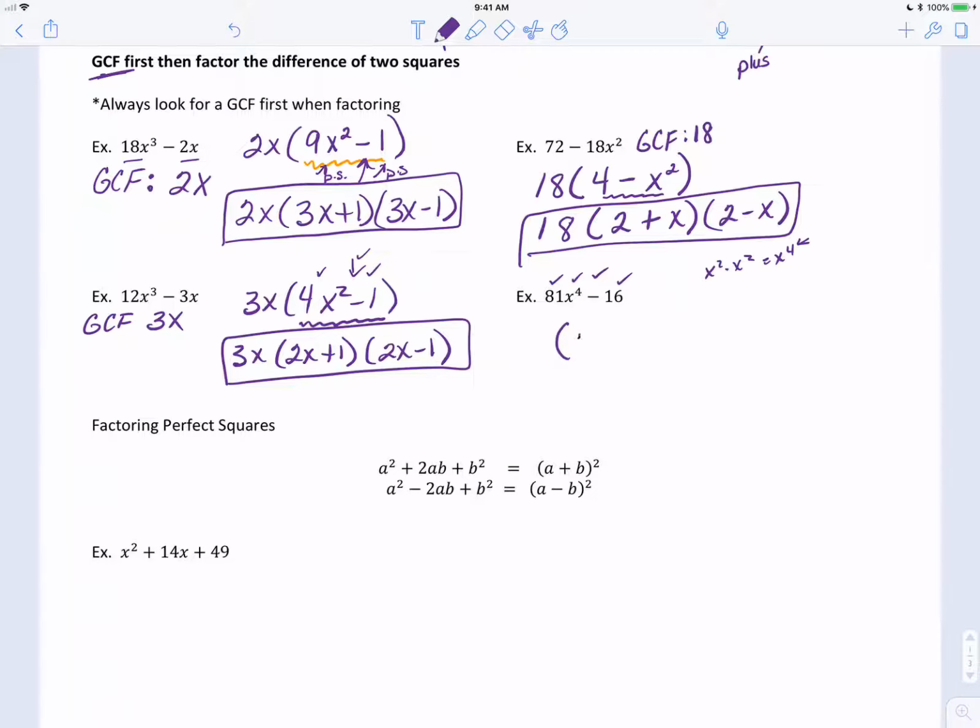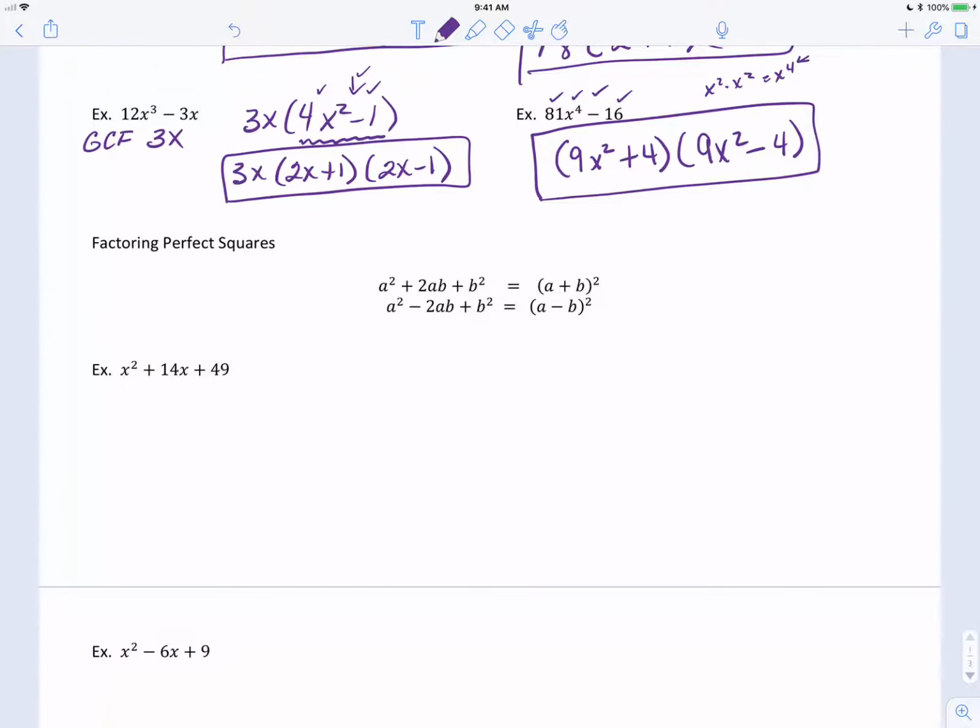So 81 is 9 squared. X to the 4th is x squared, and then 16 is 4 squared. So that is going to factor as 9x squared plus 4, 9x squared minus 4. So hopefully you're catching on to that.